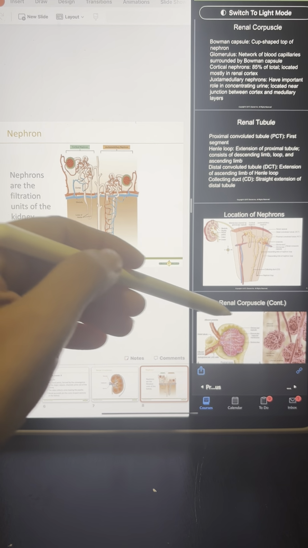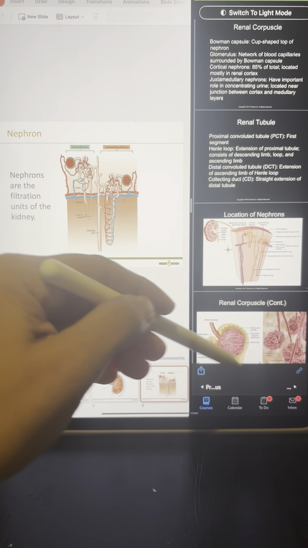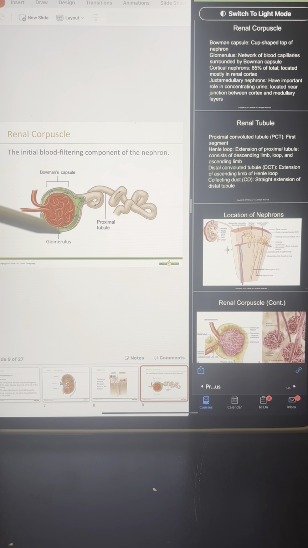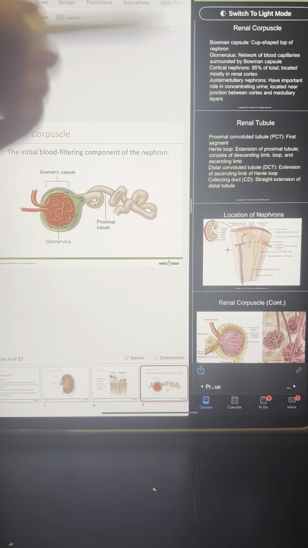So your renal corpuscle is going to be this whole thing. This whole round circle, or this circle up here, including the glomerulus, including the Bowman's capsule. That is your renal corpuscle. So your Bowman capsule, these are the parts of the nephron. Your nephron sits inside your kidney.